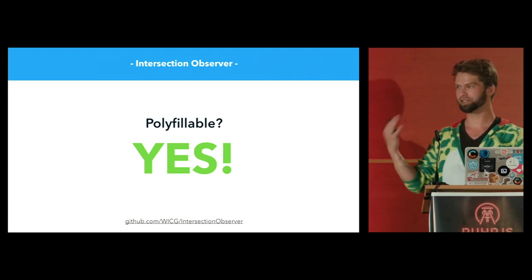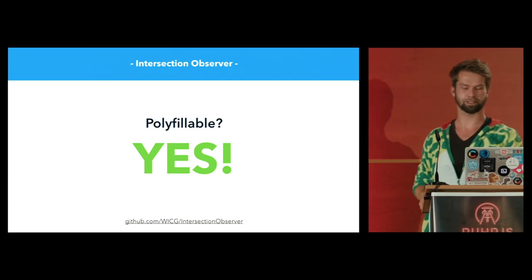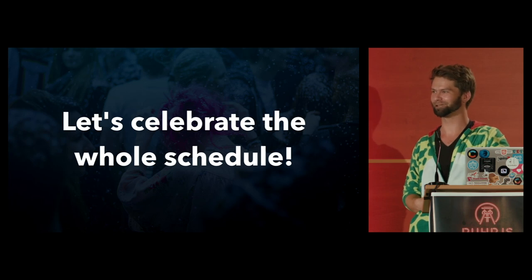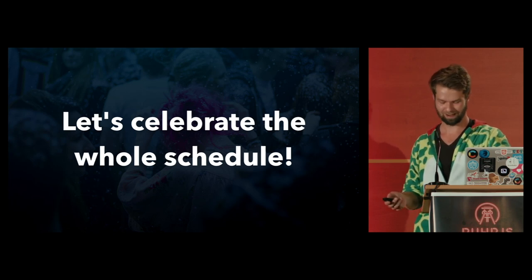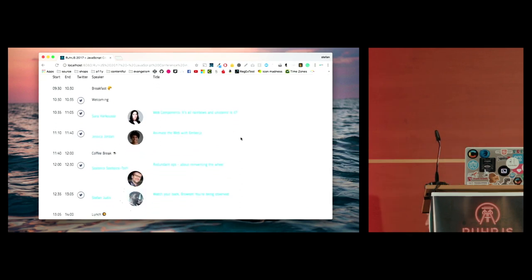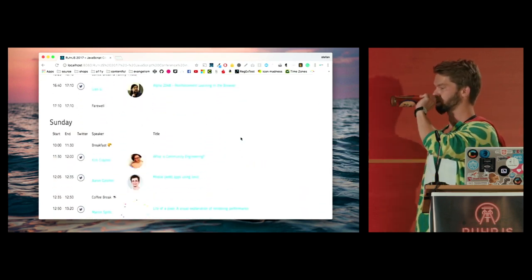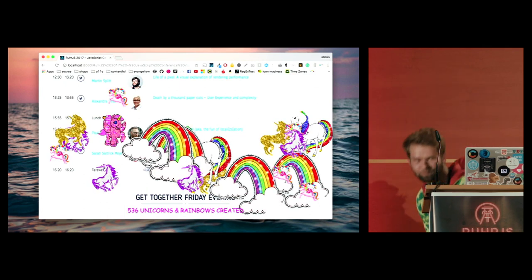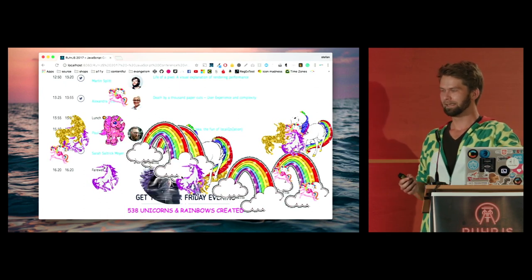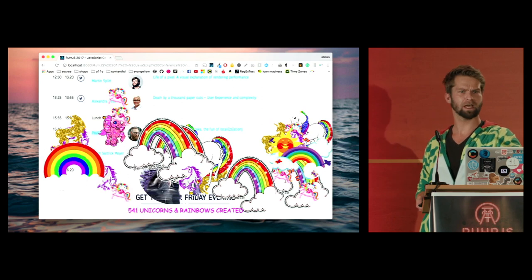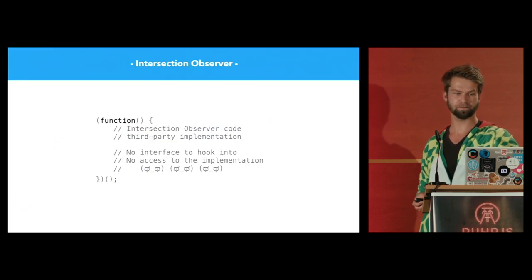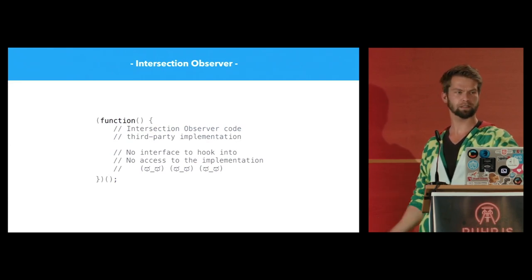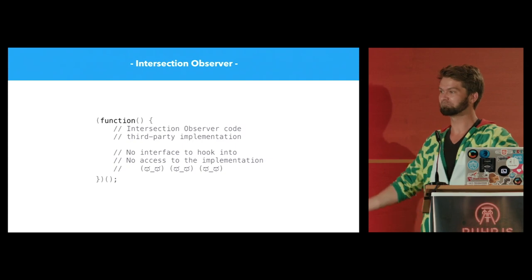Cool. So what we did so far is we celebrated each talk separately. But I think we can do more here. Let's celebrate the whole schedule. So I took a moment again and I changed the schedule. So how do I do that now? I've got this intersection observer implementation, and this is wrapped in an immediately invoked function expression, so I have no clue when the class party is added.